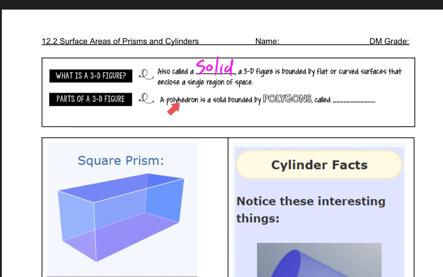Okay, and so a polyhedron is a solid, which we said is a 3D figure bounded by polygons called bases. So bounded by means enclosed by. Okay, so these things are called bases that are on the top and bottom.